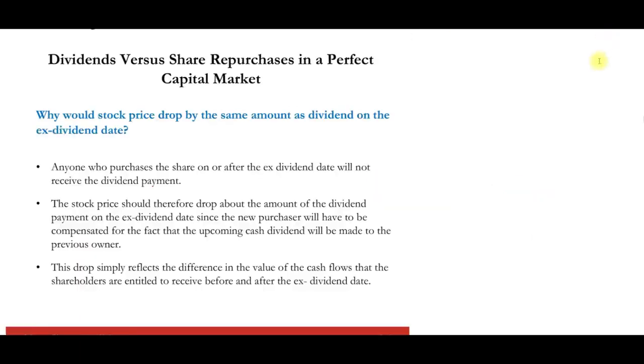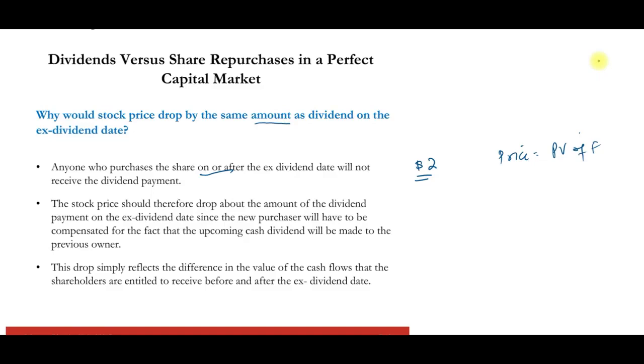Okay, now the question is, why would the stock price drop by the same amount as the dividend on the ex-dividend date? Of course, anyone who purchases the share on or after the ex date will not receive the $2, right? So when we are not receiving this $2, it will not be a benefit. The price of the stock is equal to the present value of future benefits. So now this is not a future benefit, right? This is already a past benefit.